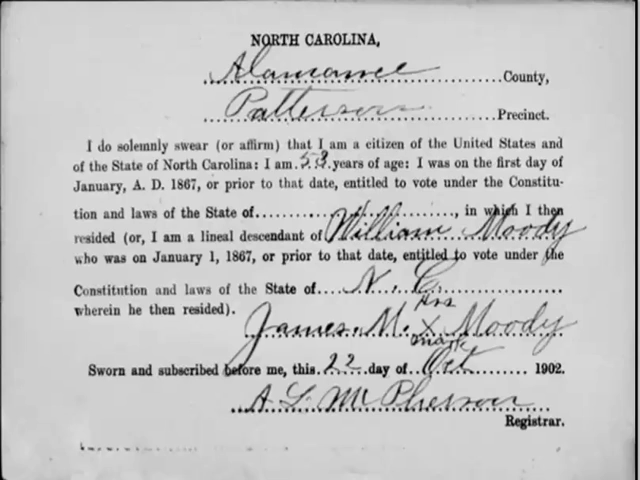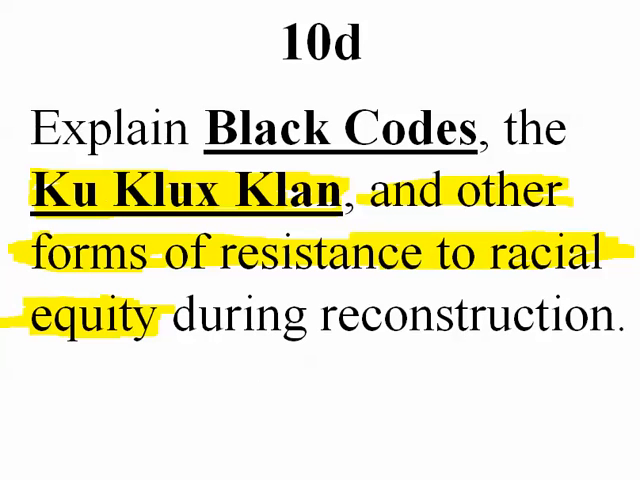So our original purpose here was to explain the black codes and their intentions, and then the Ku Klux Klan and other forms of resistance to racial equity during Reconstruction. If you have any questions, ask me in class. Watch the video again. Good luck on the test and the EOCT.